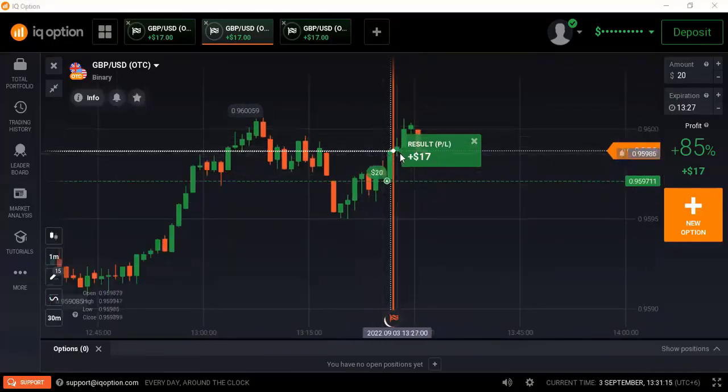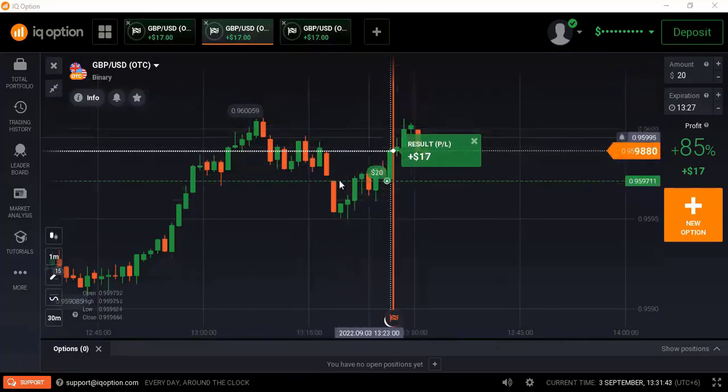Okay, so then the next trade. There was a resistance level here and this candle broke this resistance level. That's why I again placed my trade here in this candle in the upward direction for 1 minute. After 1 minute, the market again went up and it was my winning trade. So I placed 3 trades in a row and all these 3 trades are winning trades.